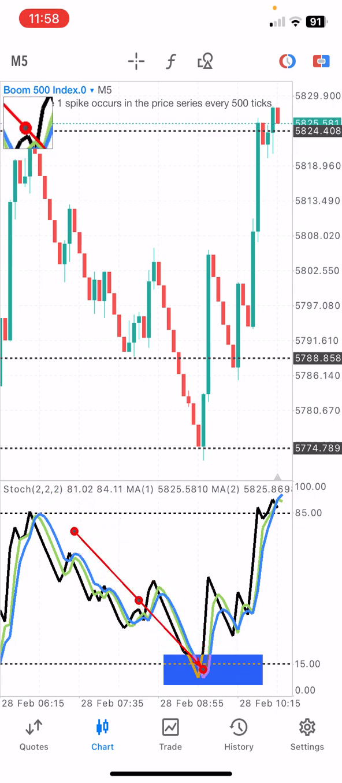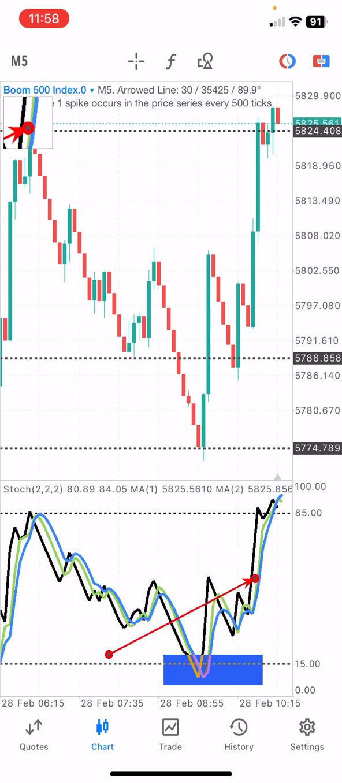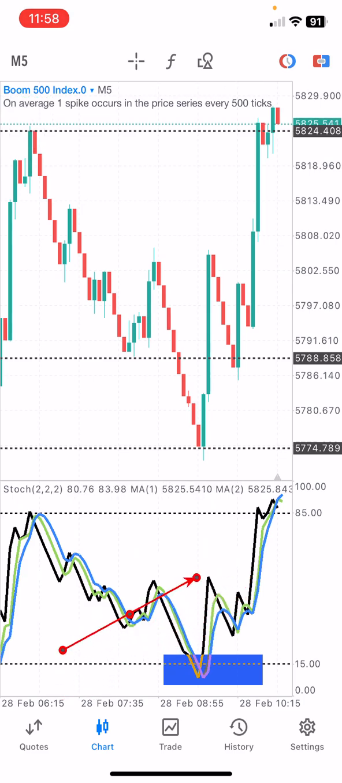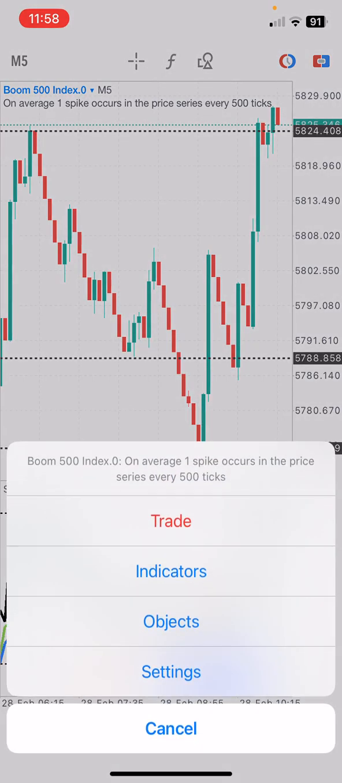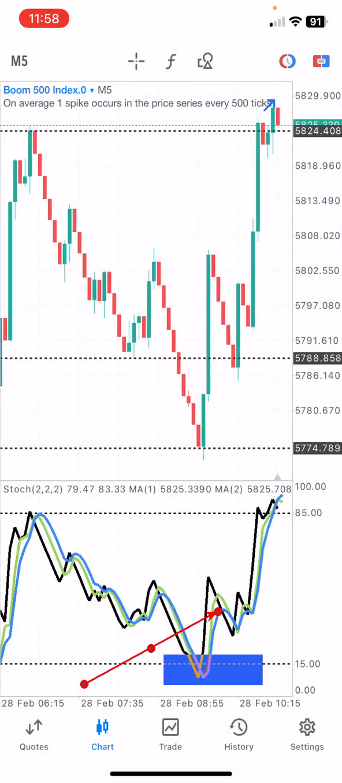15 level of the stochastic oscillator. When you touch the 15 level of the stochastic oscillator, the next thing you want to see is you want to wait for the moving average to come back and touch the blue line. You have to come back and retest the blue line. After the retest, then you are going to enter your trades. Now, this is it right here.